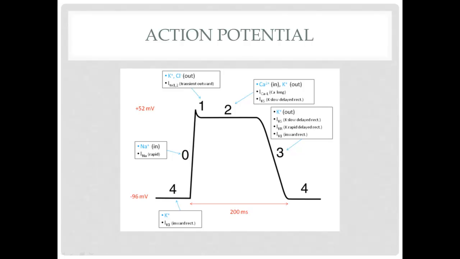Looking at it visually here, we have phase 4, which is the resting membrane potential. Phase 0 is the rapid depolarization, and you can see sodium rushing in. In phase 1, potassium and chloride go out of the cell. In phase 2, you can see it plateaus. There's a flat line, with calcium going in and potassium out. Then phase 3 is the rapid repolarization, with potassium going out of the cell to return to phase 4, the resting membrane potential.